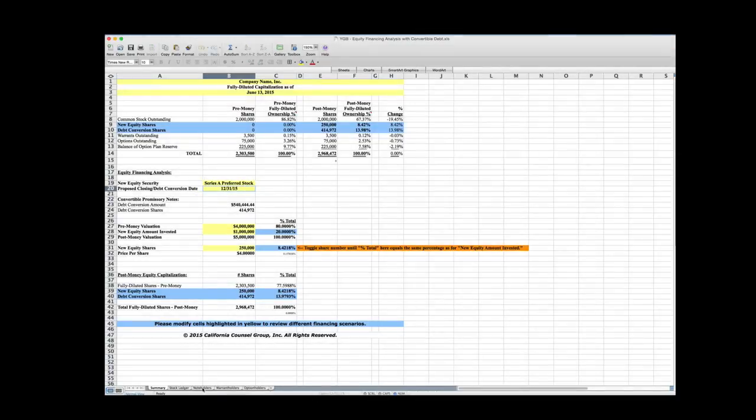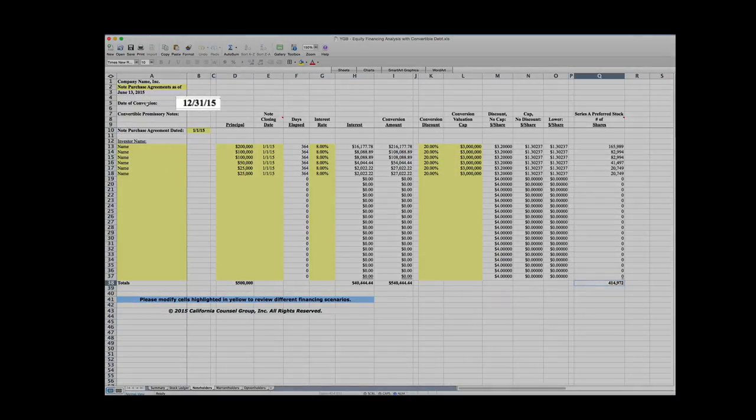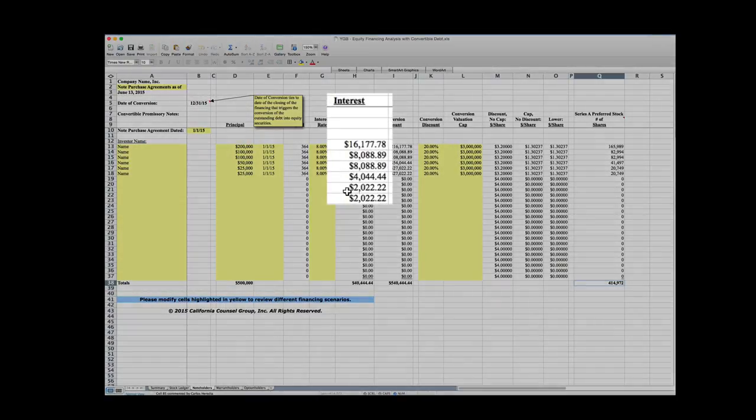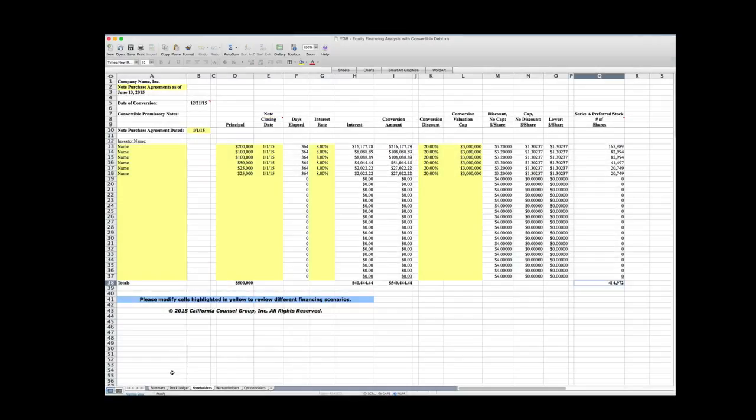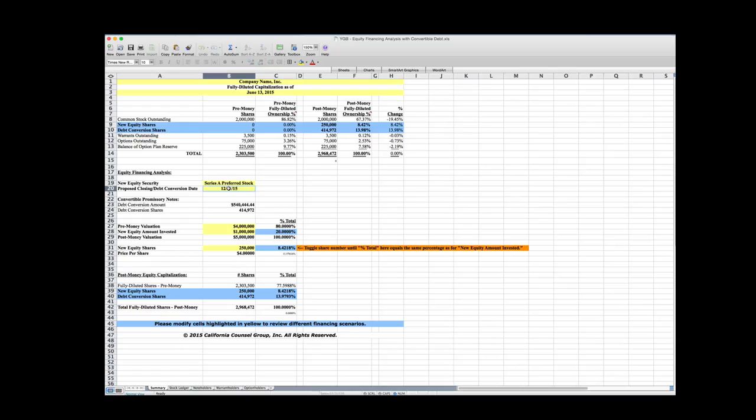So if we go back to the note holders, the date of conversion is also the same date. And that's used then to calculate the final interest amount so that we know the final conversion amount that will be converted into shares of the next round. So again, this date is very important.